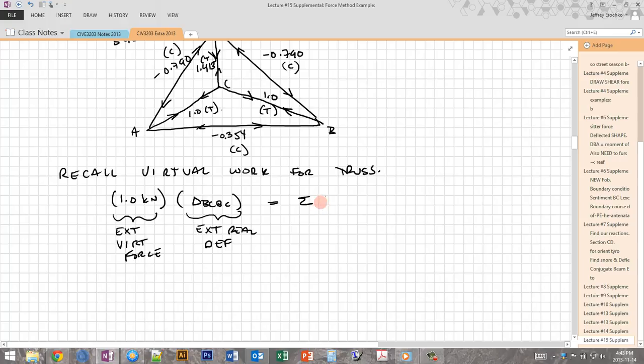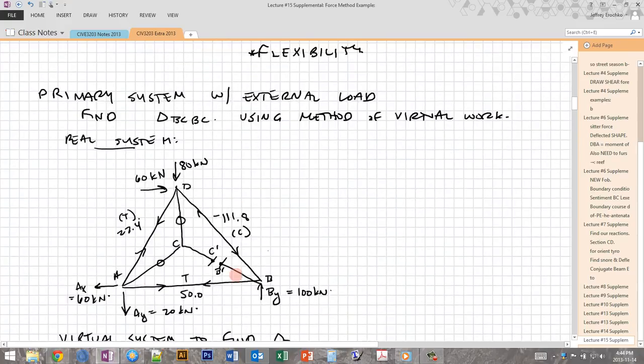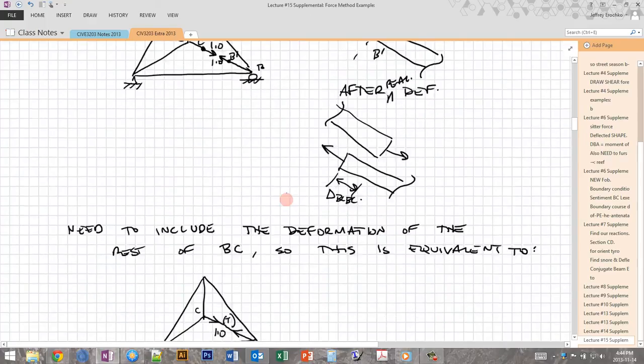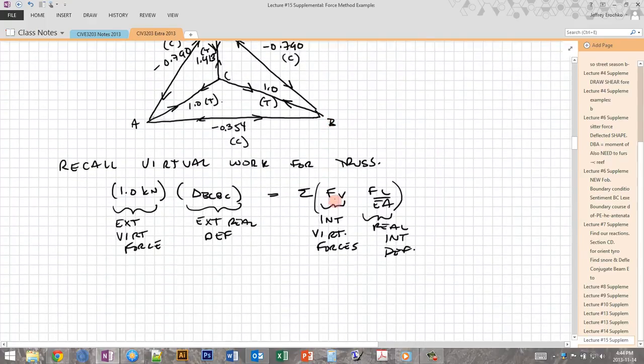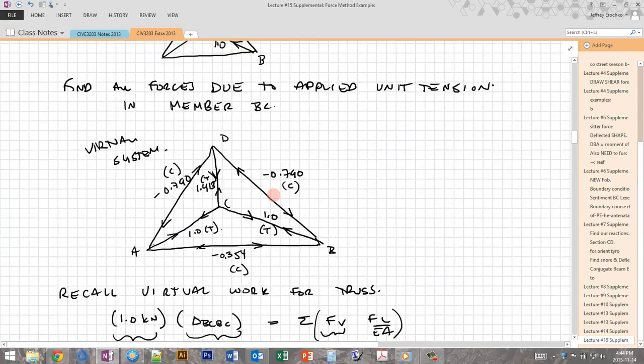Then we have the sum of FV, which is our internal virtual force, which is what we just solved for, times FL over EA, and these are all together, right? And this is our real internal deformations. These ones we get from our external load. F is the force, L is the length of the members, EA are given, but in this case we're just going to leave them in terms of EA. And FV are our internal virtual forces, which are what we just solved for, and that's for each member.